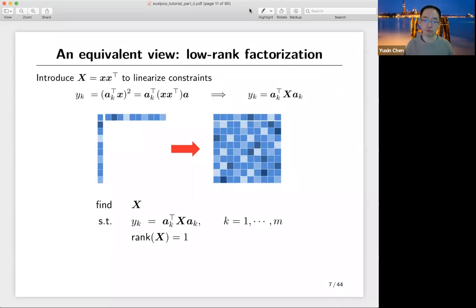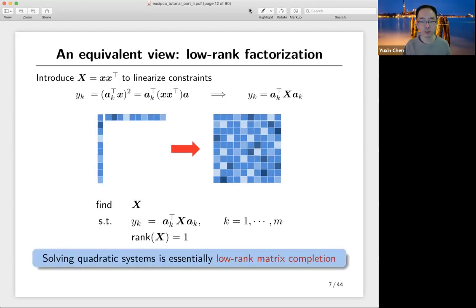As a result, the problem of phase retrieval can actually be equivalently converted to the problem of finding a rank one solution given a set of linear measurements. Okay, of course, we still have a rank constraint there, so the problem is still highly non-convex, but this provides an alternative way to view this problem, revealing the intimate connection between solving quadratic system of equations and low-rank matrix completion.